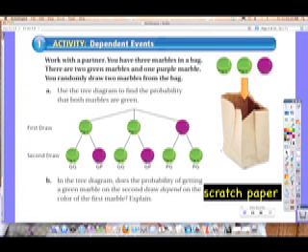So let's go over those 2 vocab words, independent and dependent. First, will you write those 2 words on your scratch paper? And then let's get down some definitions. So we've got an independent event. Write that down first. Let's talk about that one.